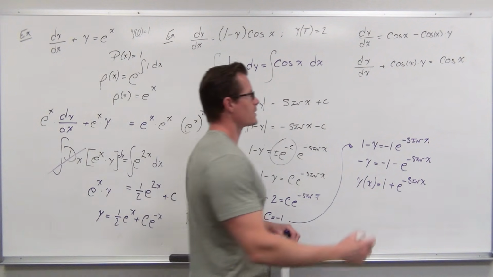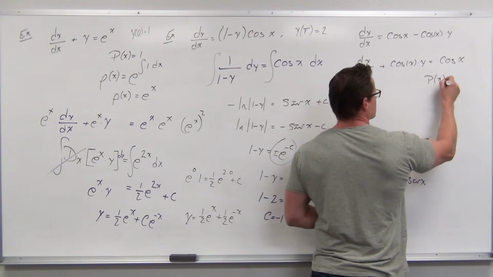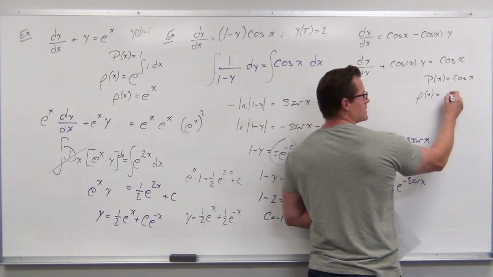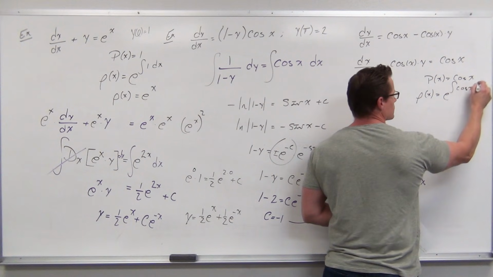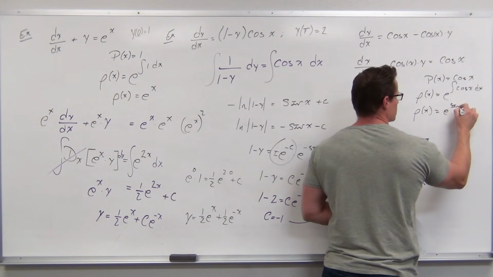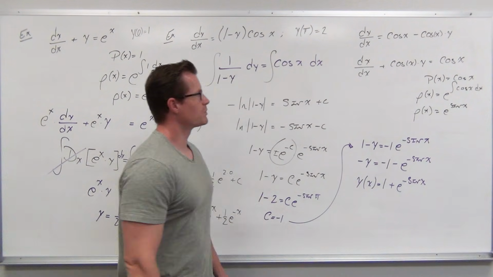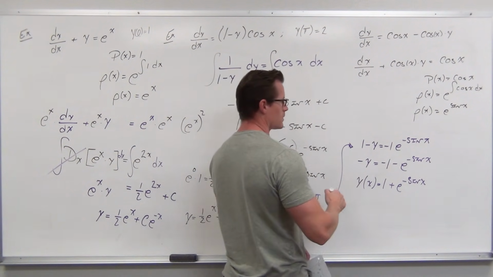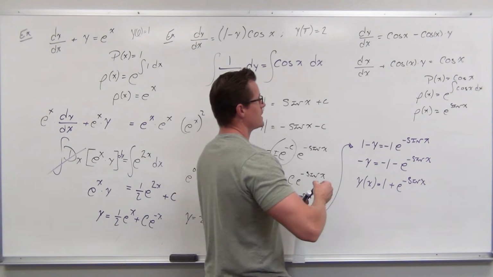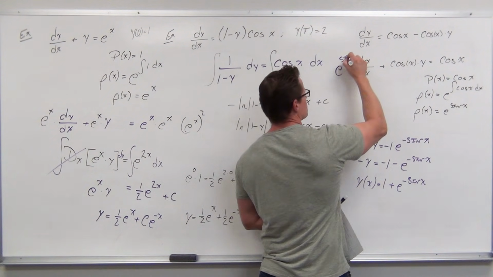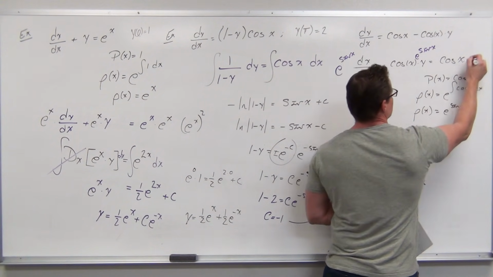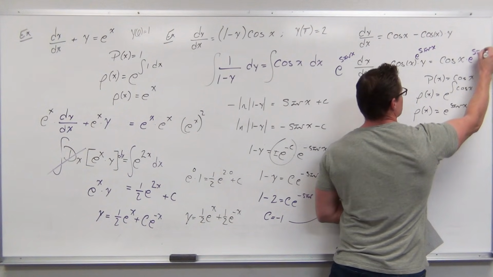Then you'd have to say, okay, well, what's my p? My p is cosine x. My rho would be e to the integral of cosine x. That's sine x, and we would multiply every single term on both sides by it. So we'd have e to the sine x, and then e to the sine x, and most importantly, e to the sine x.